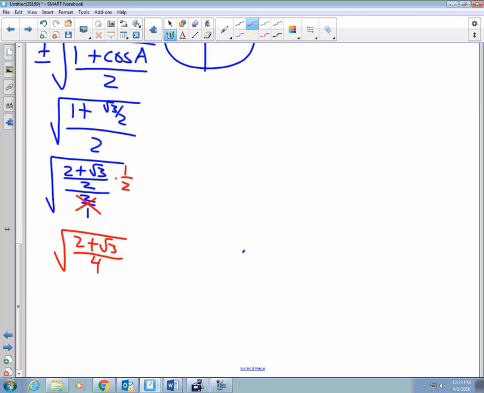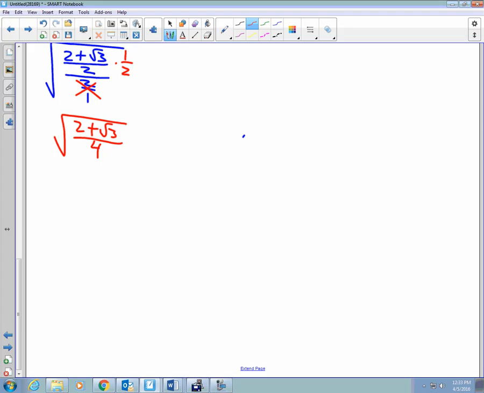Now, you have to take the square root of the top and the bottom. You cannot leave a square root in the denominator. So what is the square root of 4? 2. Can you take the square root of the top? So just leave it as the square root of 2 plus the root of 3 all over 2.